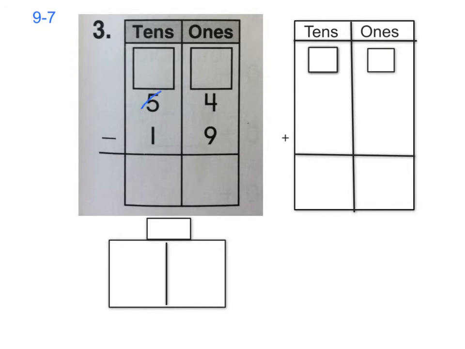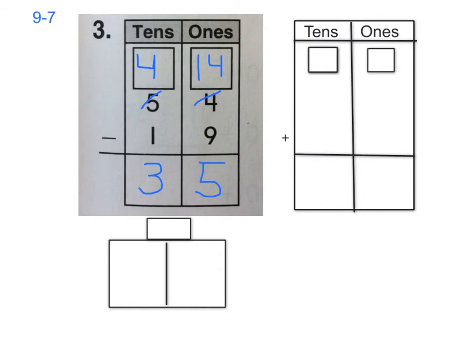Take a 10 and change our tens to 4. Then bring that 10 over to the 4 in the ones place and make it 14. Now we can subtract. 14 minus 9 equals 5, and 4 minus 1 equals 3. Now we want to check our answer.